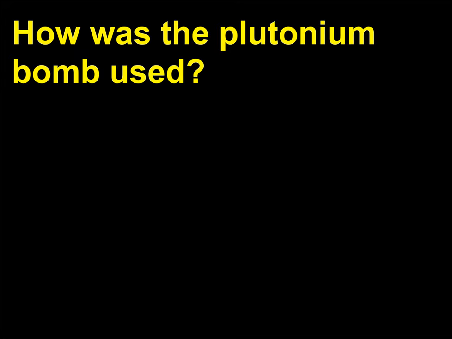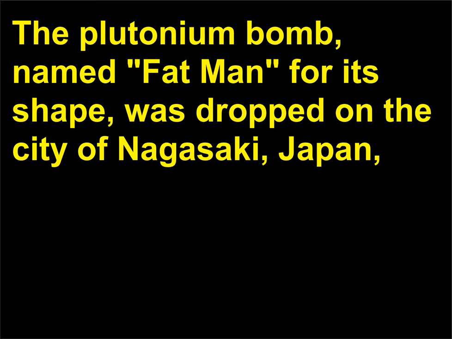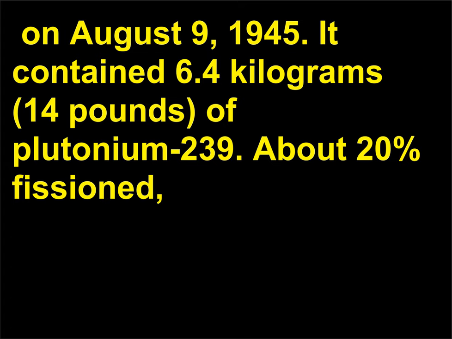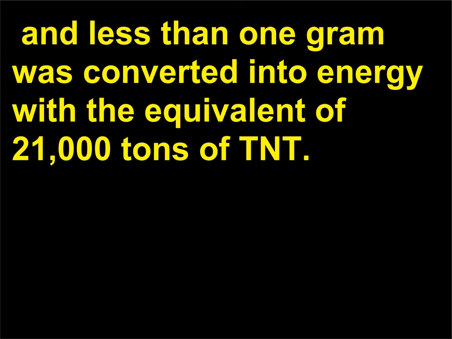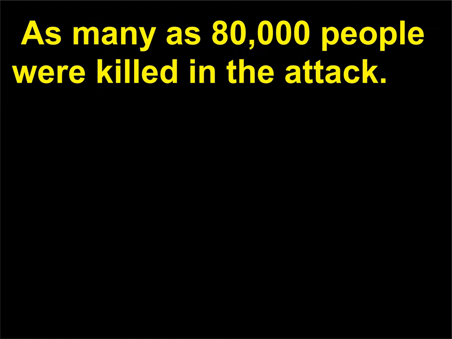How was the plutonium bomb used? The plutonium bomb, named Fat Man for its shape, was dropped on the city of Nagasaki, Japan, on August 9, 1945. It contained 6.4 kilograms, 14 pounds, of plutonium-239. About 20% fissioned, and less than 1 gram was converted into energy, with the equivalent of 21,000 tons of TNT. As many as 80,000 people were killed in the attack.